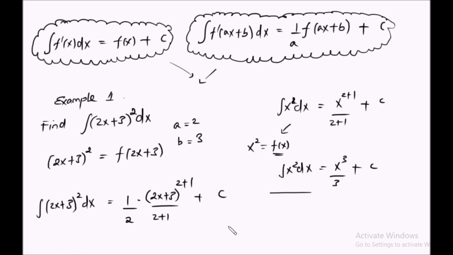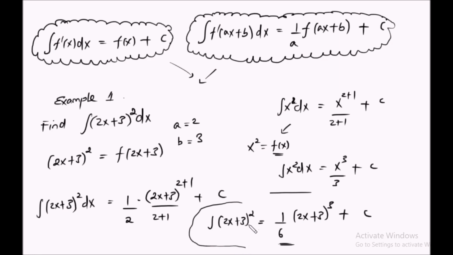Okay, so let me just simplify this to the end. You can see that 2 plus 1 is 3. If I integrate this 2x plus 3 squared the shorter way, 2 plus 1 is 3, 3 times 2 is 6. I get 1 over 6 times 2x plus 3 power 3 plus c. Have you seen my answer? Yes, this is my answer, if I integrate this with respect to x.